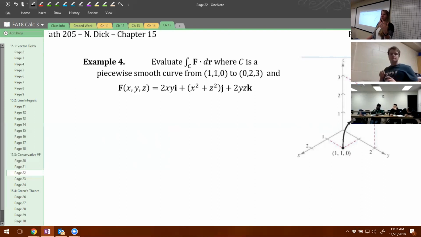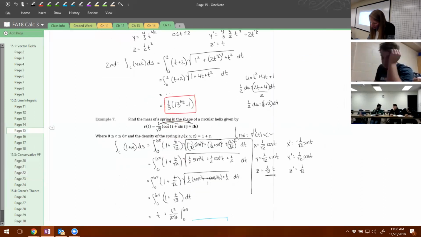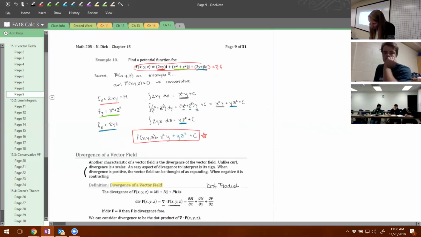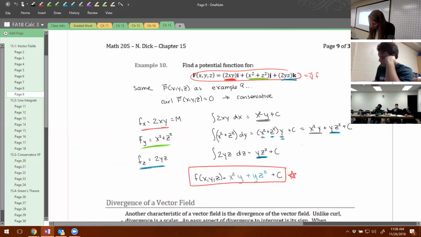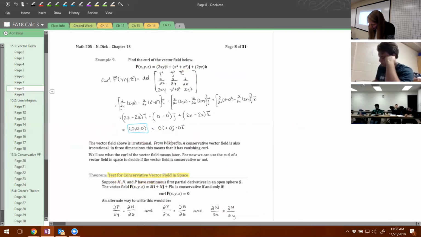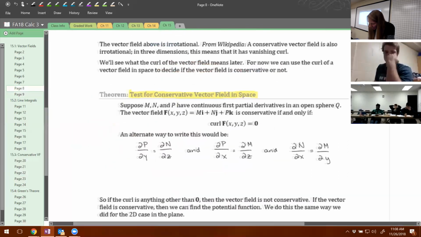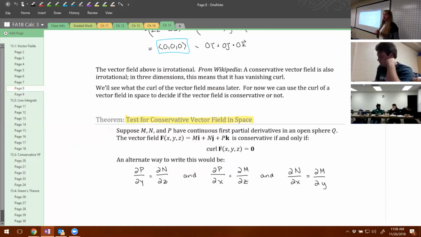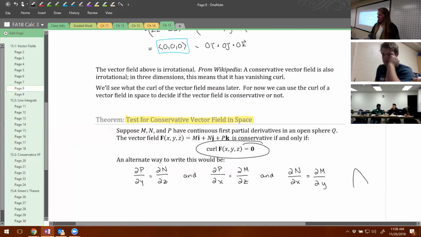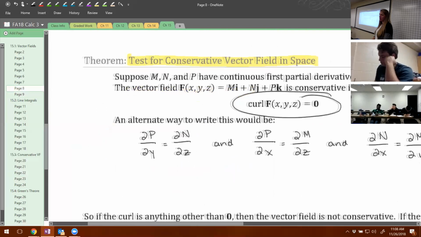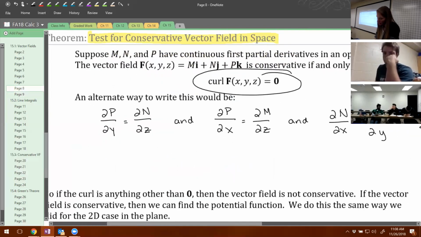There are some other ways you can think about it. Basically, we want to check to see if the curl is 0 on this one. I don't remember exactly what page that was on. Oh, there it is. Back on page 8, we had our test for a 3-dimensional conservative vector field. Yes, it is just checking to see if the curl equals 0, but we said that would be the same thing as checking these 3 conditions. Whichever way you want to approach it, if you want to find the curl, that's fine. But I'm going to do this alternate way. Page 8 is where this next section is coming from.